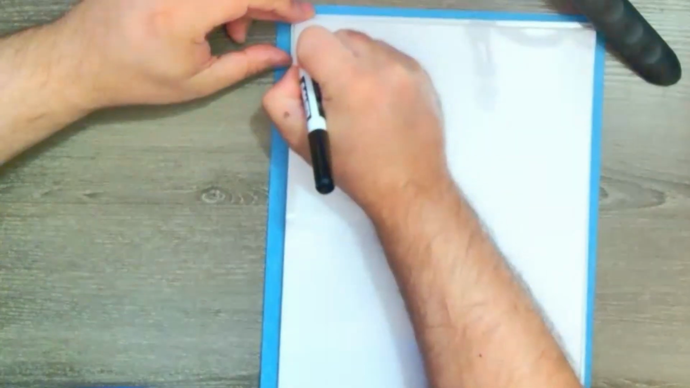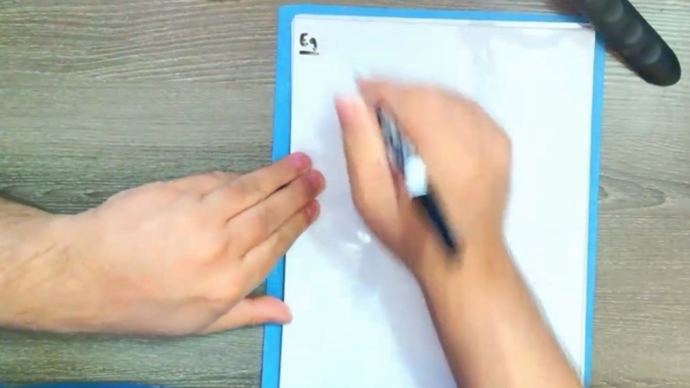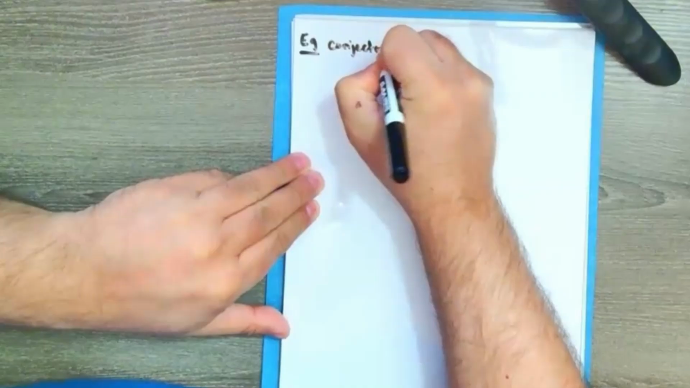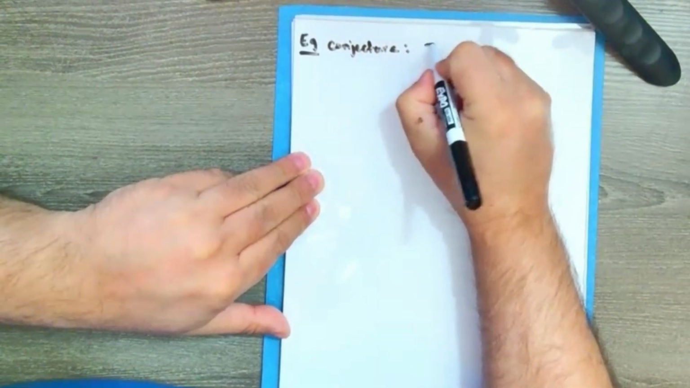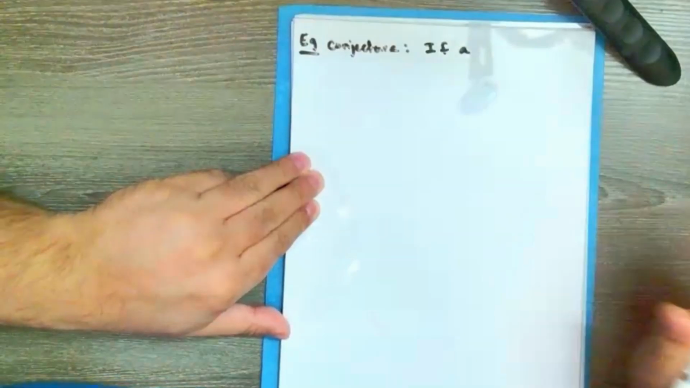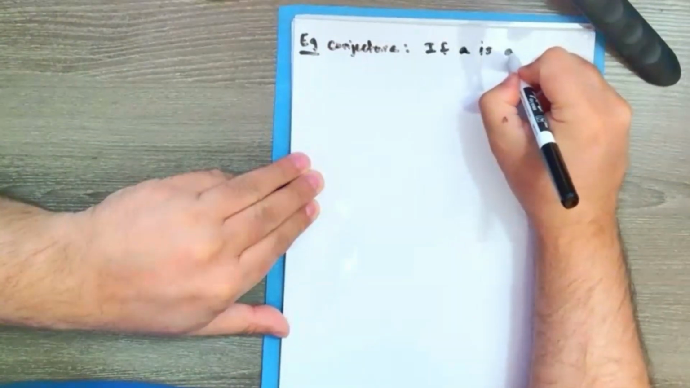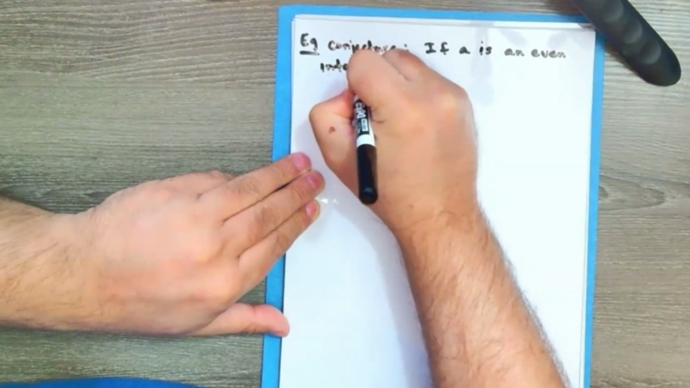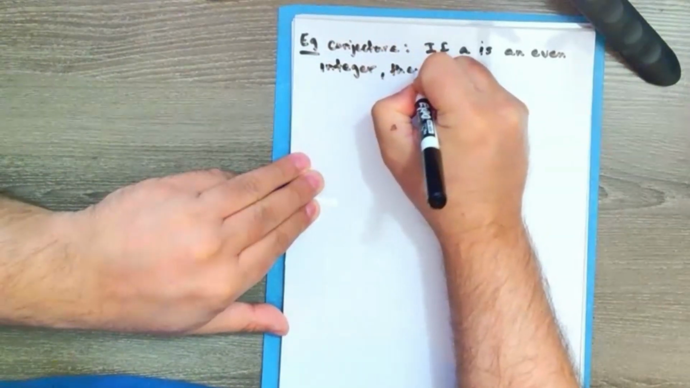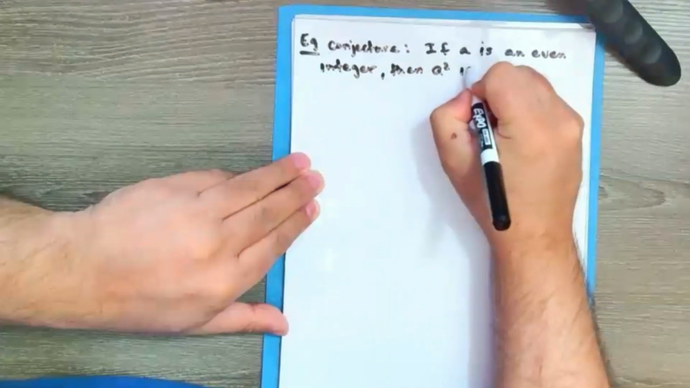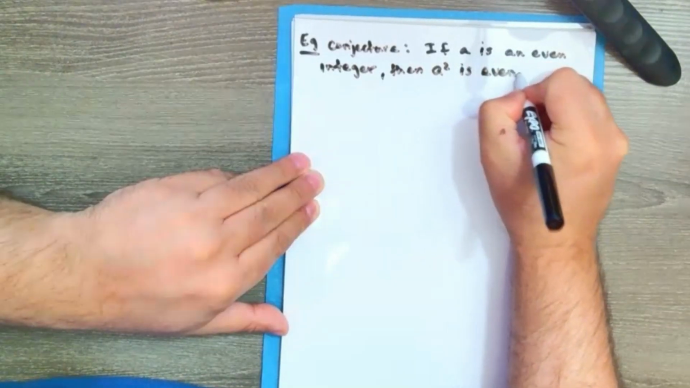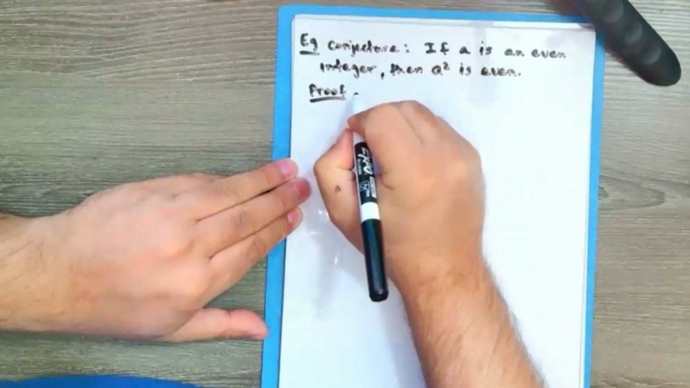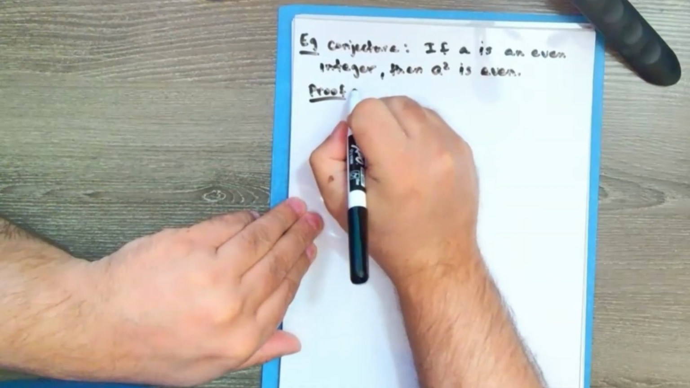So next we'll look at the second exercise from the previous lecture. The conjecture was if A is an even integer, then its square is even. And we will prove this conjecture, which is in the form of implication, directly.